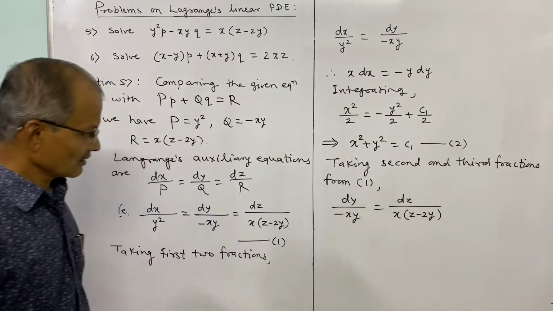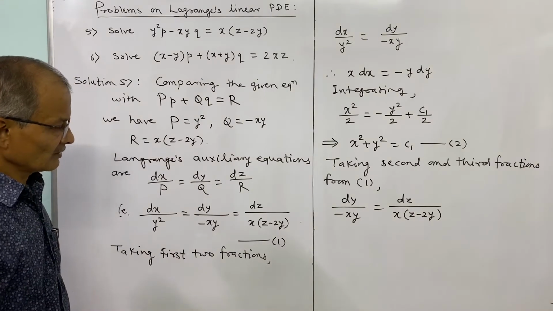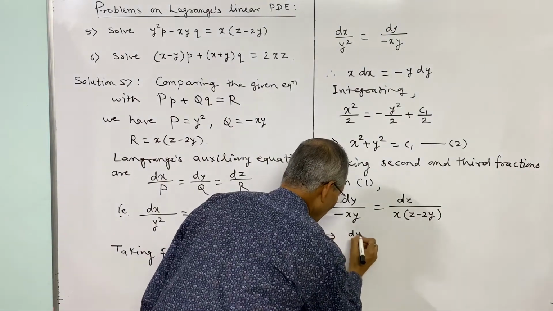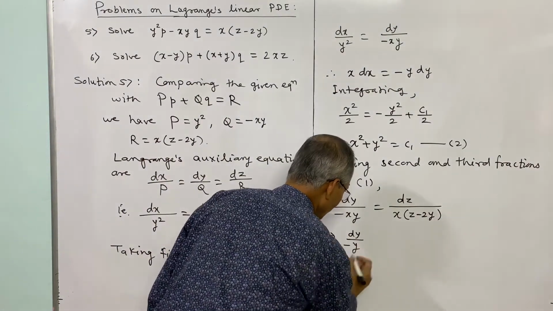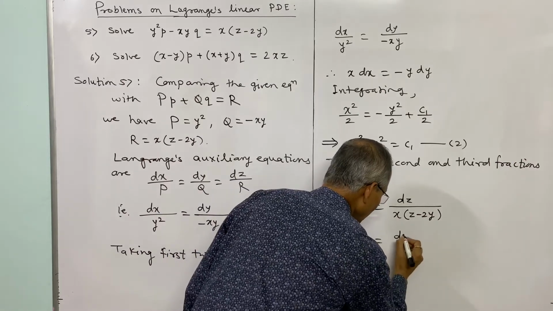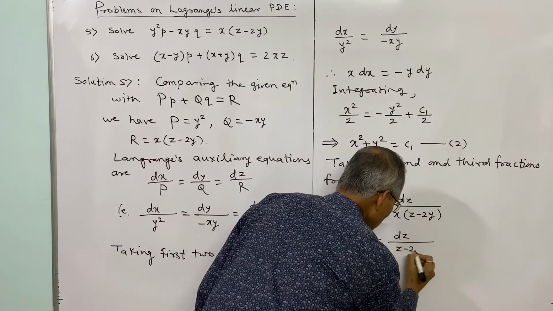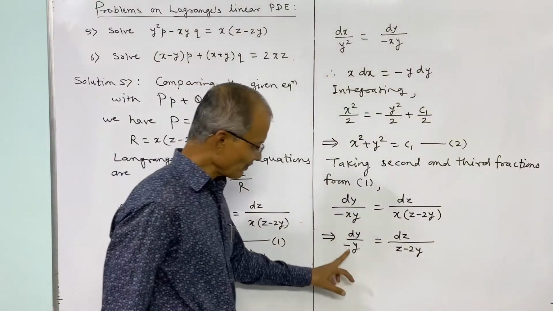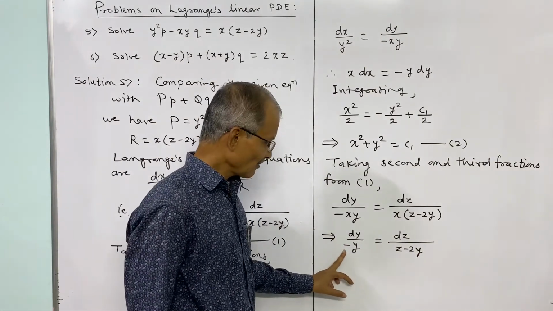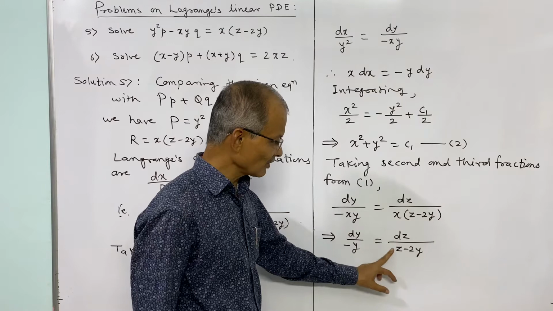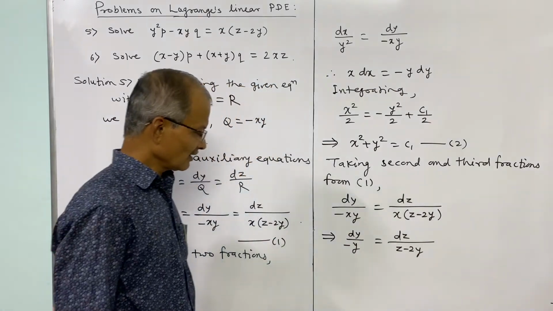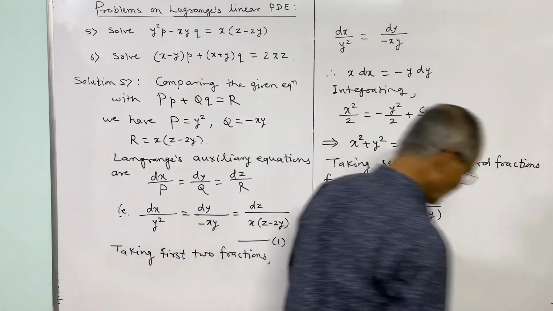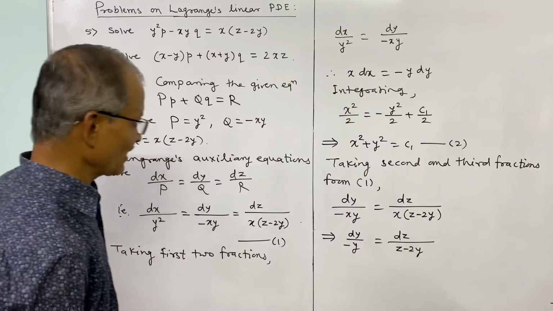Now x can be cancelled on both sides, and this implies dy upon minus y is equal to dz divided by z minus 2y. Now what can be done here? This is not in separable variable form, so we can't integrate it directly because this involves y, and therefore we should express it in a different way, and for that purpose we shall write dz by dy.